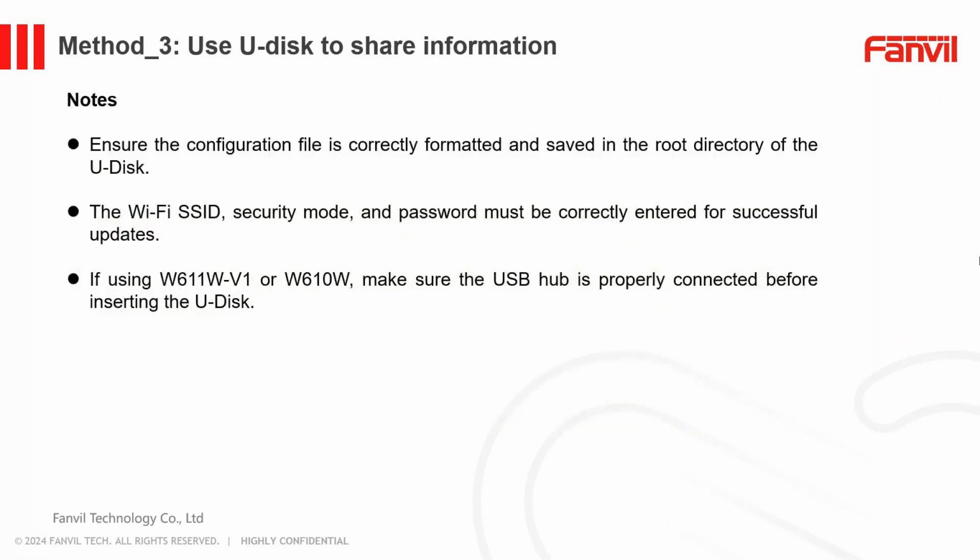Here are 3 things to note when using the UDisk. You need to ensure that the configuration file is correctly formatted and saved to the root directory of the UDisk. And you need to make sure that the Wi-Fi SSID and security mode passwords are correctly set in the configuration file. And if using, of course, as mentioned, W611W V1 or W610W, you need a USB hub to properly connect before inserting the UDisk.